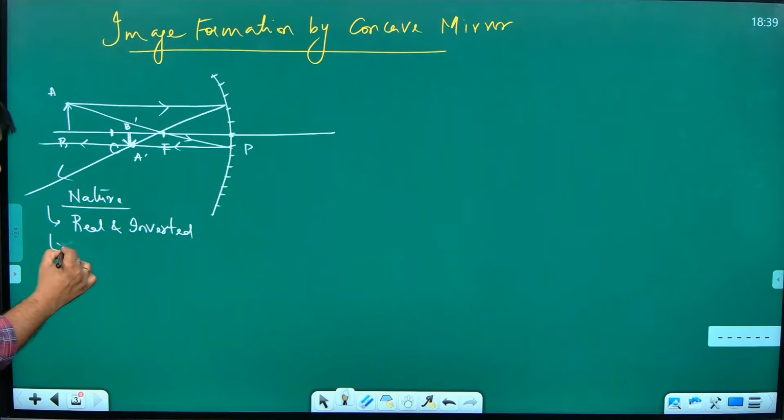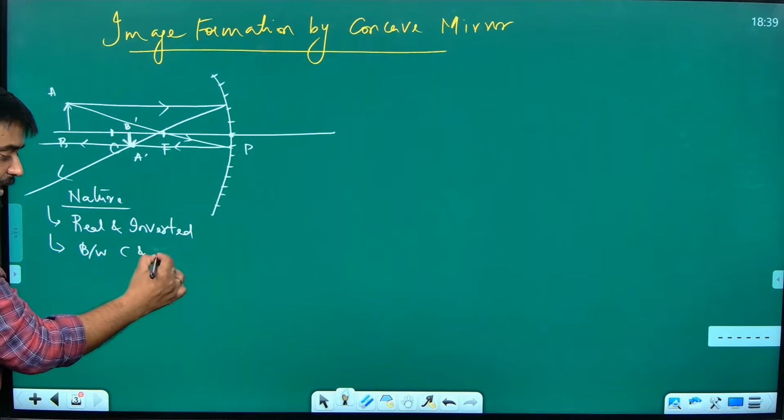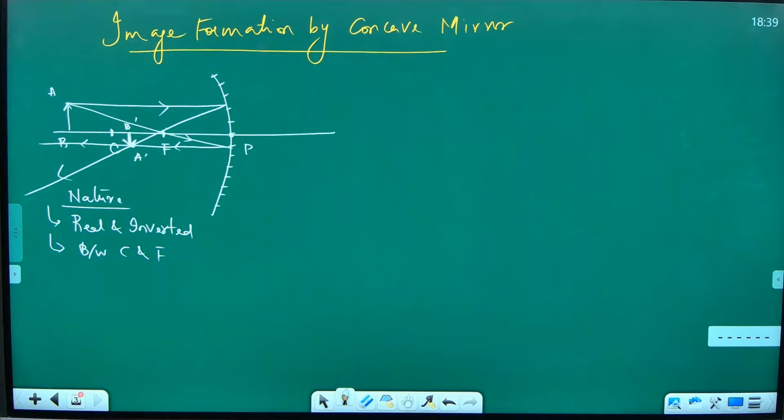Second, I should write its position. Where is the position? Between C and F. So I am writing between C and F. Third, I should write the size. What is the size? Smaller. I am writing diminished.